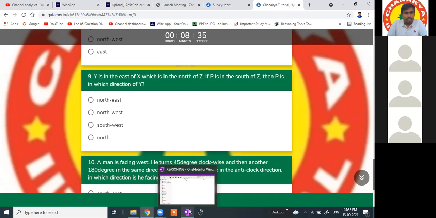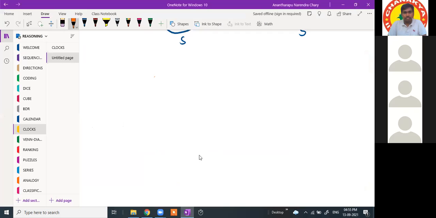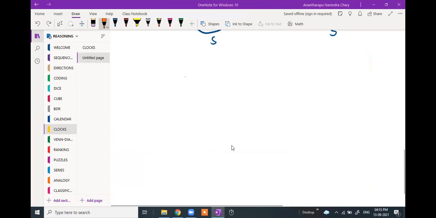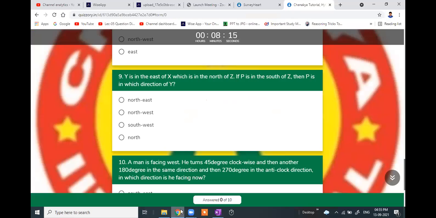Okay. Y is in the east of X. Then next statement. Sir, X, which is north of Z. Tell me, here which represents? I have given some keywords.